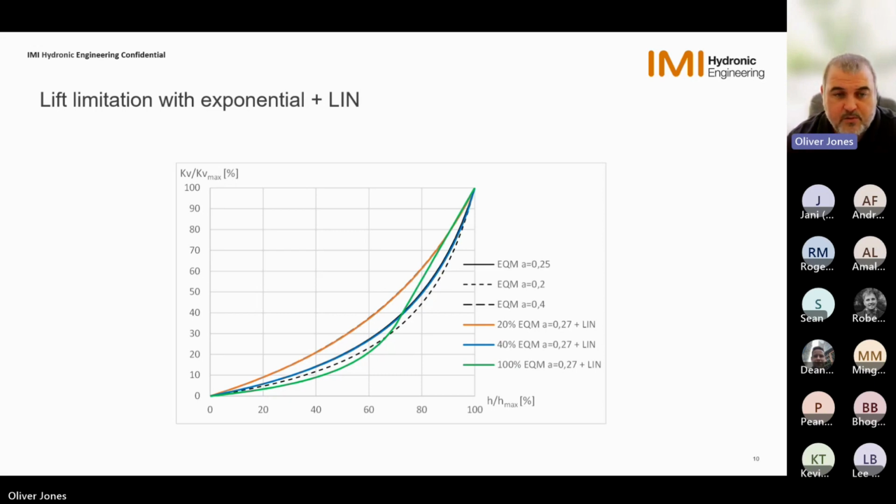And as we can see in the graph, we have our perfect EQM at 0.25, which is just behind the blue line. And we have our EQM at 0.2 and an EQM at 0.4. So we can see this is typically the bandwidth that we want to be operating in. And with our valves at 100% open, 40% open and 20% open, and with an EQM set at 0.27, we can actually see that we are as close as possible to these control widths that we want to be at.